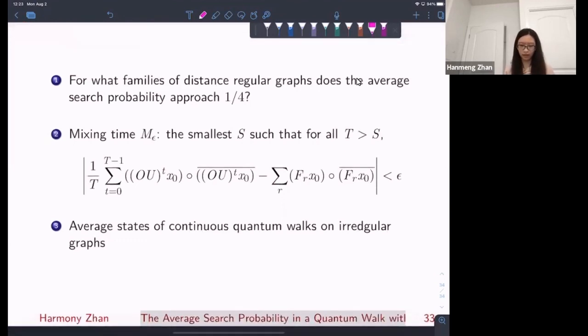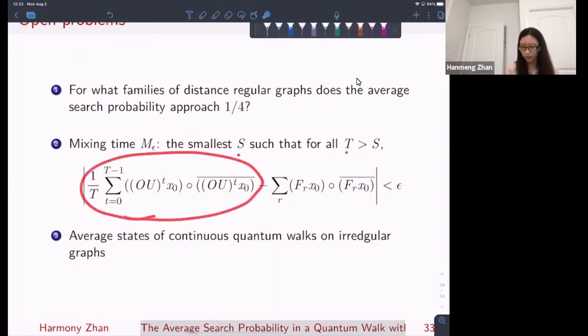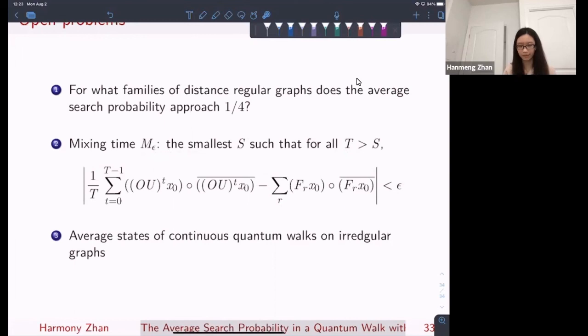And the second problem is more related to the algorithm. So recall that this quantity that we have been computing throughout this talk is actually a limit of the average probability over a time period. So we can talk about the rate of convergence, that is, given any small epsilon, what is the minimum integer s so that for all time steps t greater than s, this is epsilon close to our limit. This is called the mixing time in algorithms, and it's a very important parameter. If the mixing time is small, then that may indicate that the search algorithm is successful. But I don't know how exactly they are related.